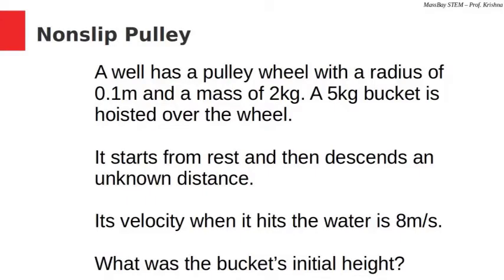Consider this puzzle. A well has a pulley wheel with a radius of 0.1 meters and a mass of 2 kilograms. A 5 kilogram bucket is hoisted over the wheel. It starts from rest and then descends an unknown distance. Its velocity when it hits the water is 8 meters per second. What is the bucket's initial height?